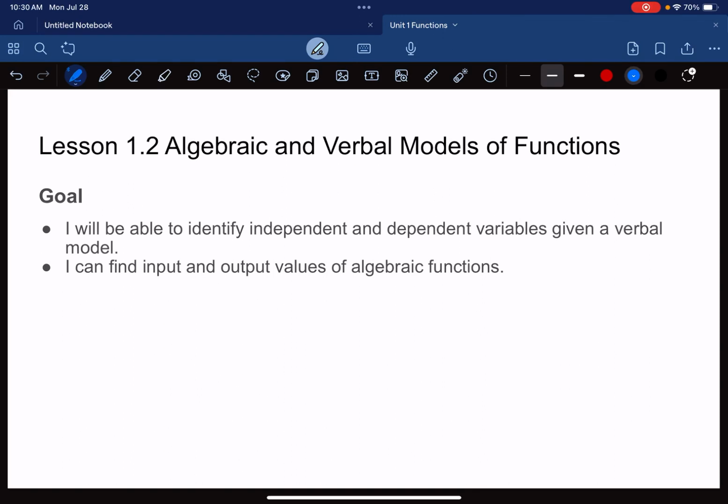This is lesson 1-2 of Algebra 1. It's algebraic and verbal models of functions. So hopefully at the end of this lesson, you'll be able to identify independent and dependent variables given a verbal model, and then you can find the input and the output values of algebraic functions.